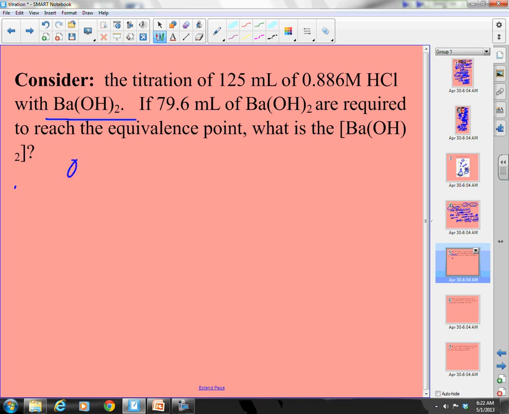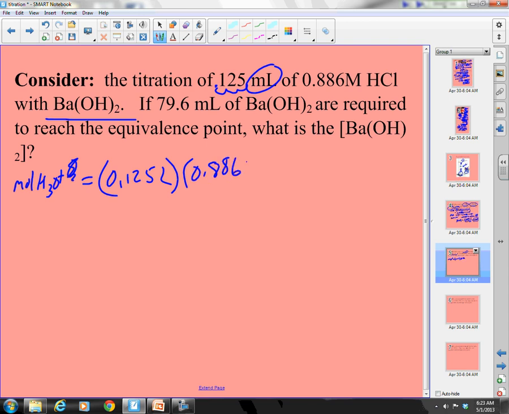We want to find our moles of hydronium, and that is equal to 0.125 liters. Remember, to go to liters, you just move your decimal point 3 places to the left if you're given milliliters, right? Times 0.886 molar. And what do I get out of this? 0.125 times 0.886 equals 0.11075, 3 sig figs, so these guys are not significant, moles of hydronium.